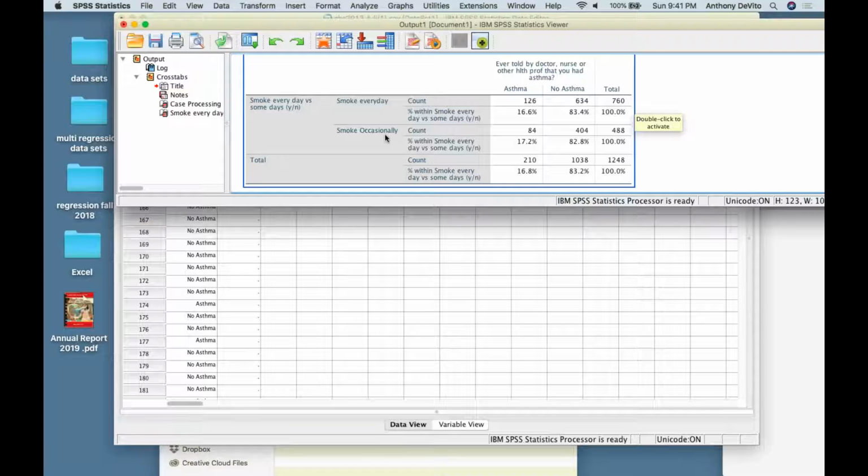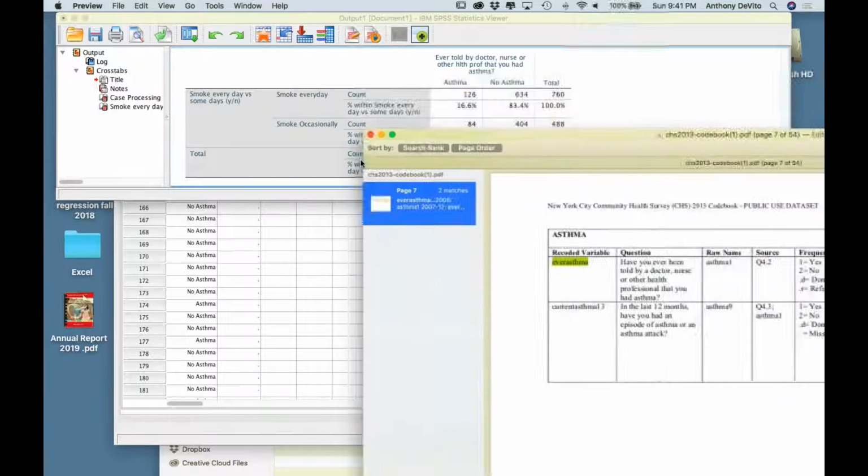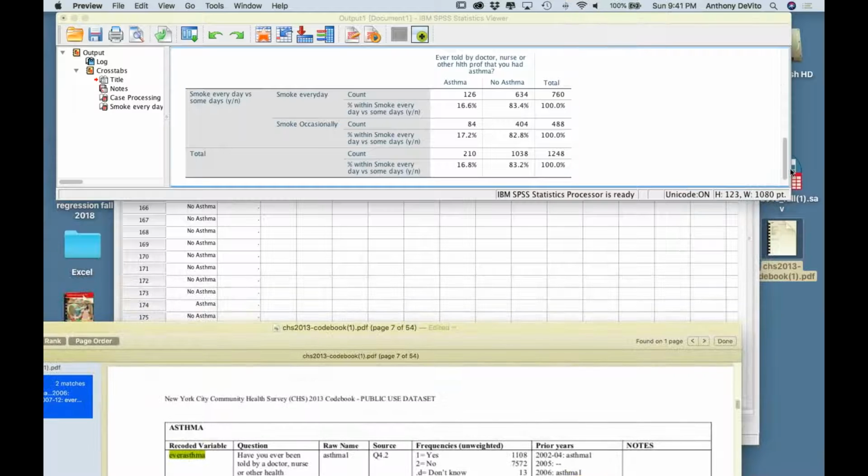Among those who smoke occasionally, the rate of asthma is 17.2%. Wow, people who smoke occasionally are more likely to have been diagnosed with asthma than people who smoke all the time, smoke every day. That seems like a surprising result. Do you have any idea why that might be true? Does that seem like a reasonable result?